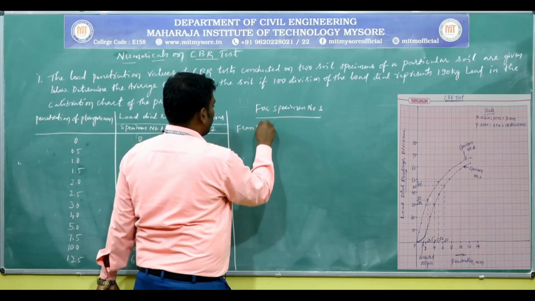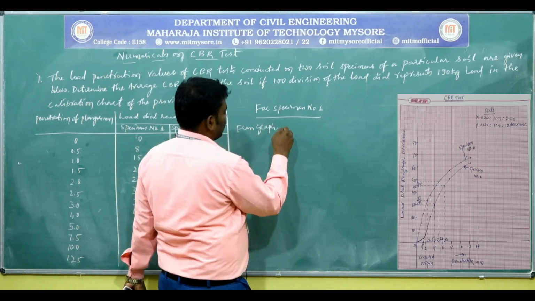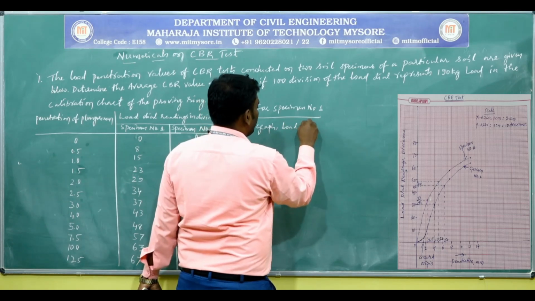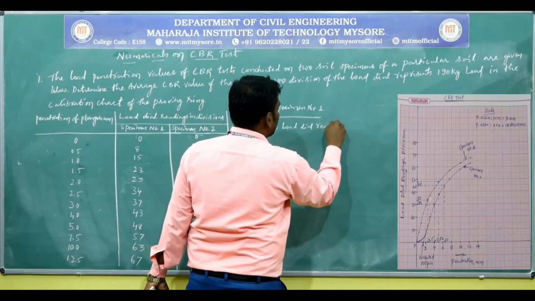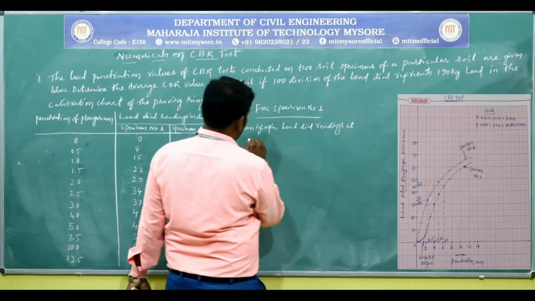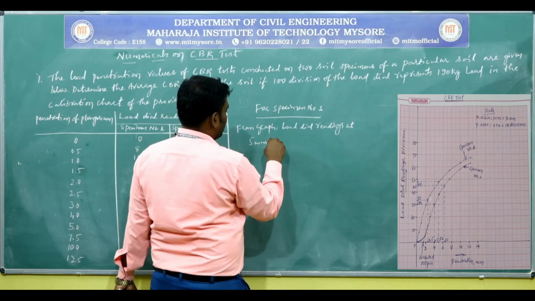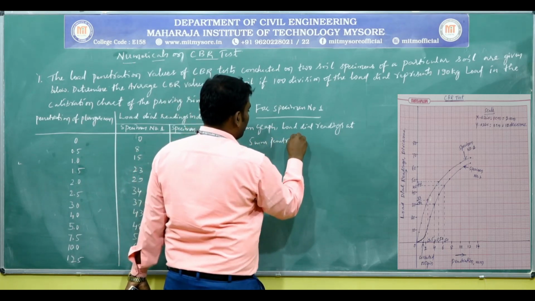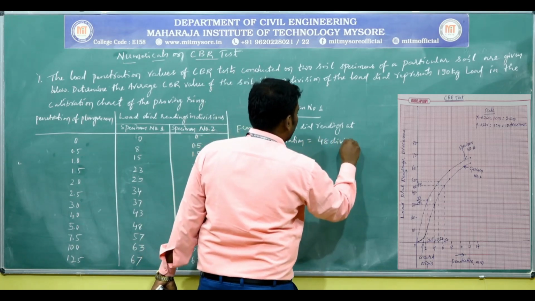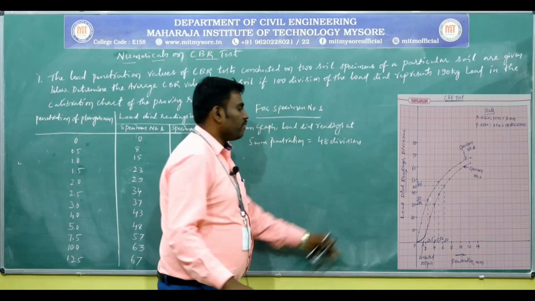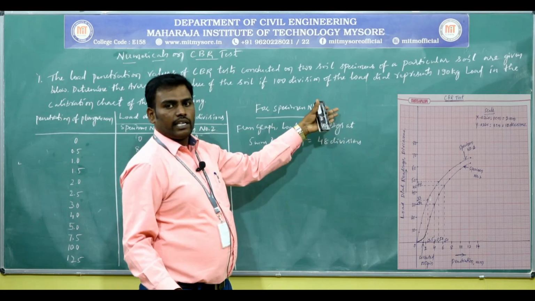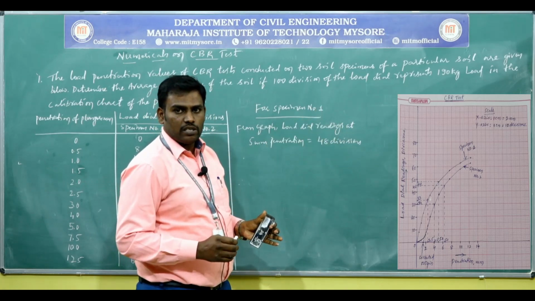From the graph, the load dial reading at 5 mm penetration is equal to 48 divisions. Okay, you may see from the graph, for specimen number 1 at 5 mm penetration, you may get about 48 divisions.